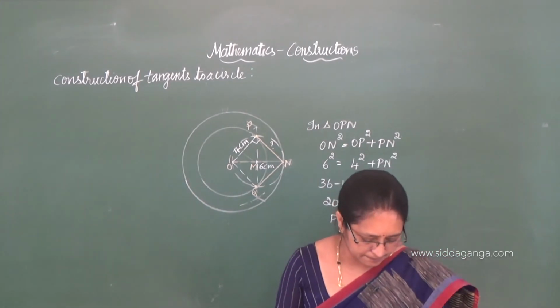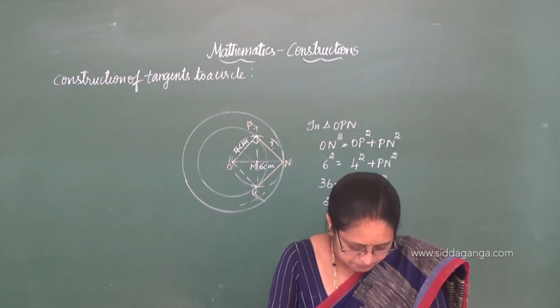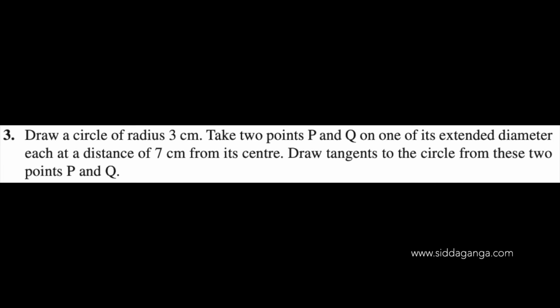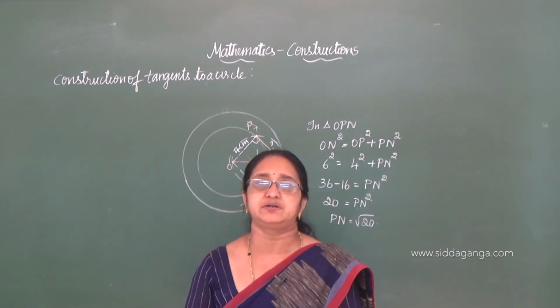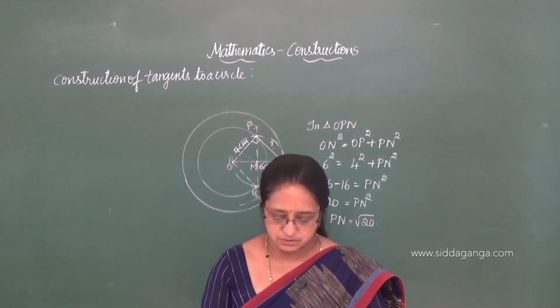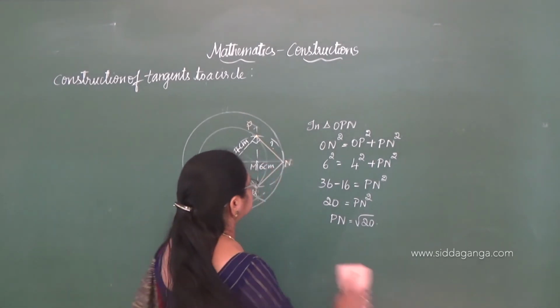Okay, next one, the third one. Draw a circle of radius 3 centimeter, take 2 points P and Q on one of its extended diameter, each of distance 7 centimeter from its center. Draw a tangent to the circle from these 2 points P and Q. So again the third one, a little different problem, so we shall work it out.